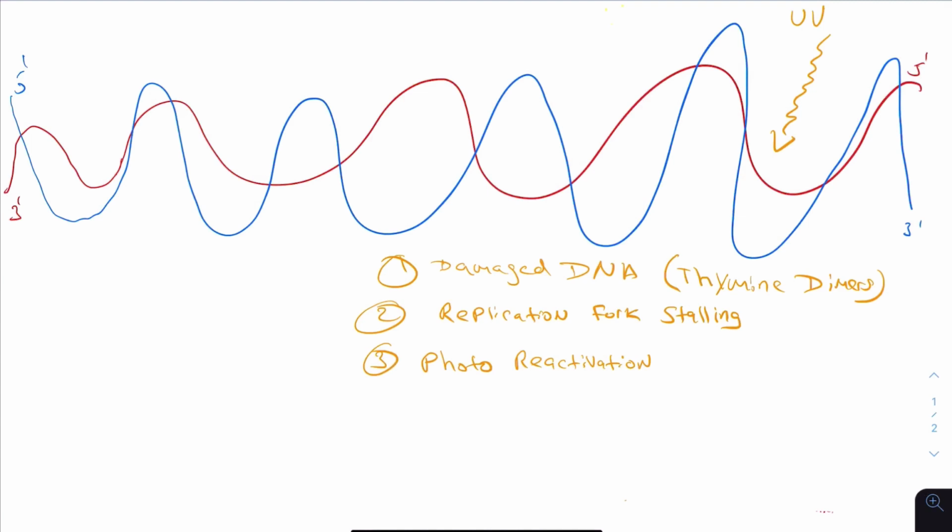Okay, so in photoreactivation we have what are called photolyases. Again, photolyases are enzymes, and they end up removing the thymine dimers. Once they remove the dimers, it repairs the damaged DNA.